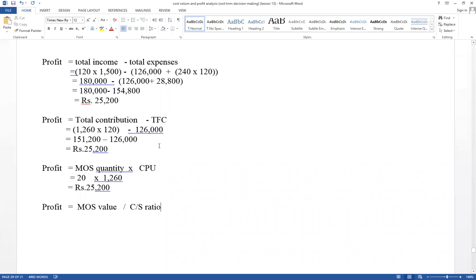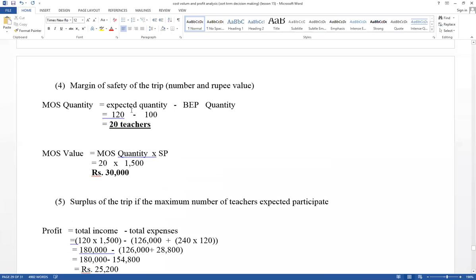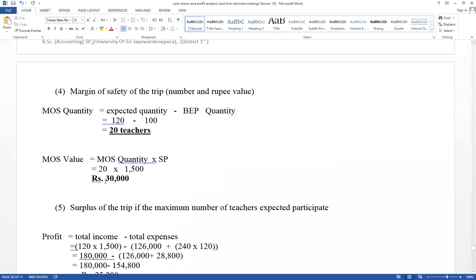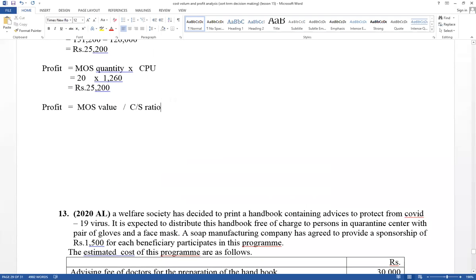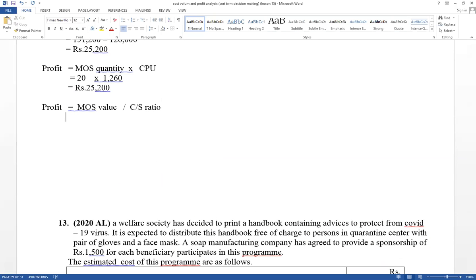Margin of safety value calculated requirement. This is a margin of safety value of 30,000 into CS ratio. Think, what is the CS ratio? Margin of safety value equals 30,000 into CS ratio, which means contribution divided by selling price. Contribution equals 1,260. Divide by selling price. This is the CS ratio.